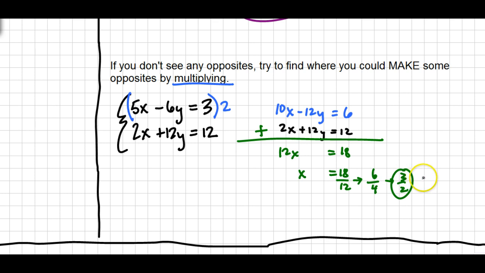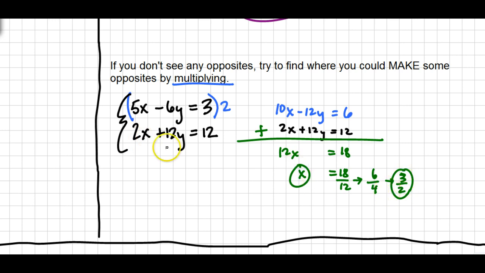If you want to write it as a mixed number or as 1.5 as a decimal, that's also fine. Those are all equal to each other. I'd recommend though leaving it in fraction form in lowest terms. That's going to be the easiest way to find your other value that you're looking for. Remember, we need to find still what the y value is.